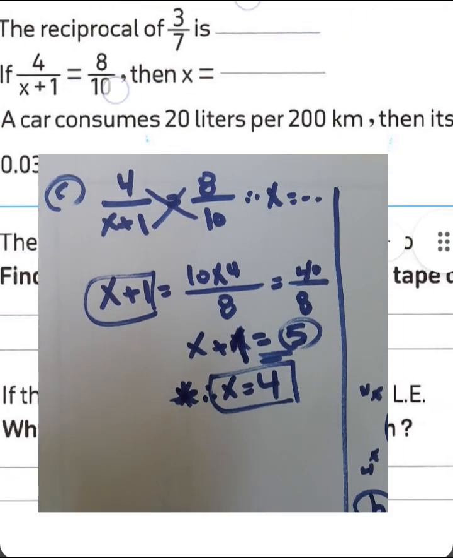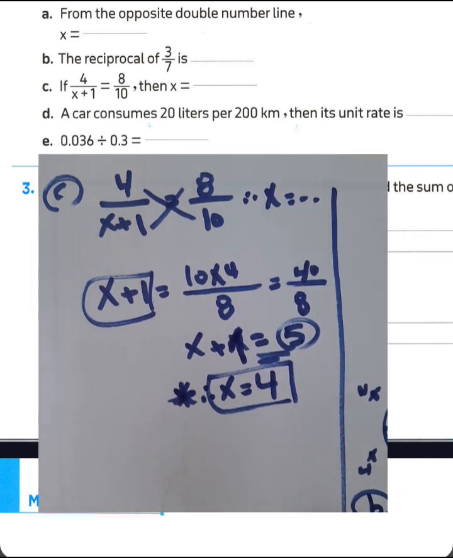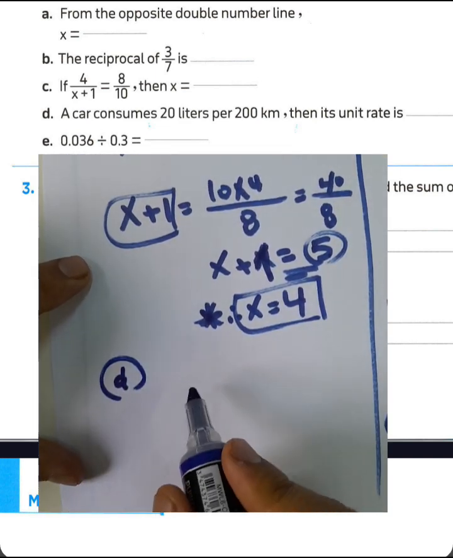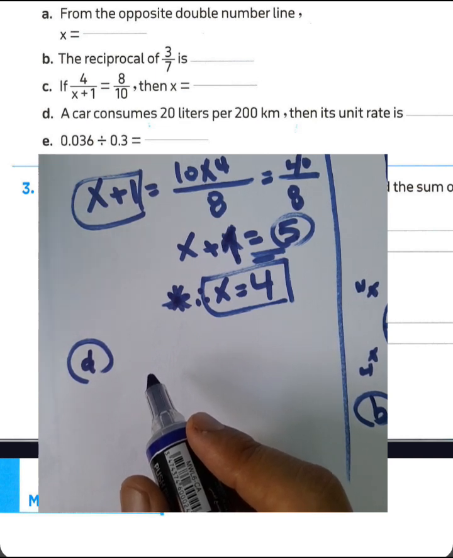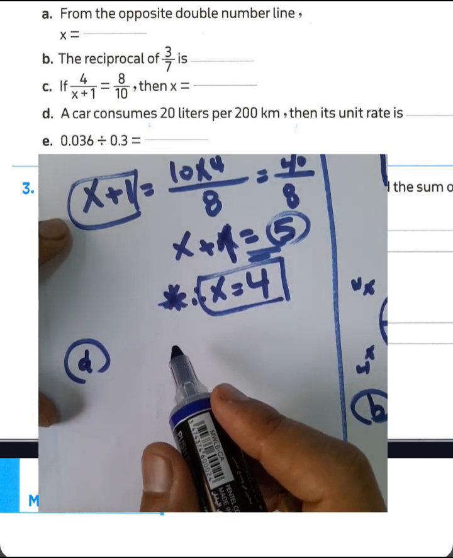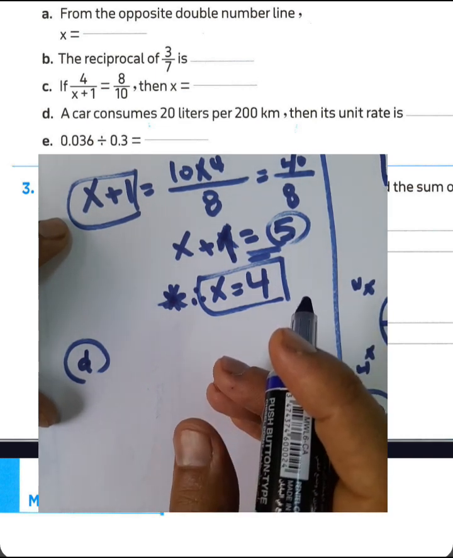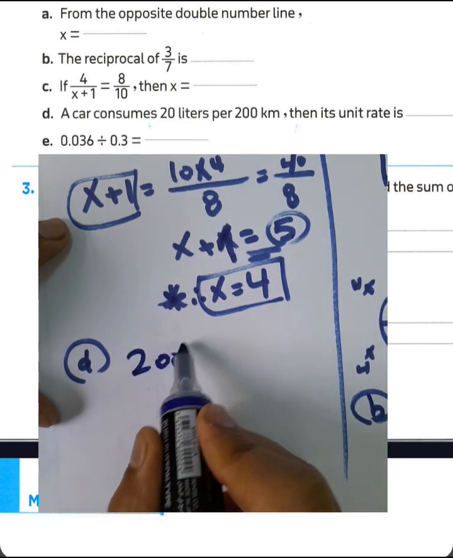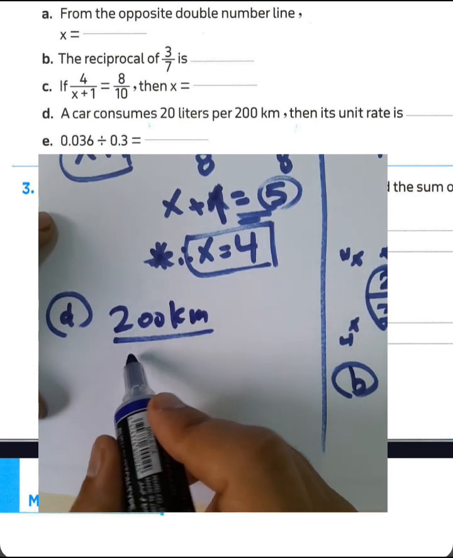Question letter D. A car consumes 20 liters per 200 kilometers, then its unit rate equals blank. Okay, to find the unit rate, you must simplify so the denominator equals 1. We have the unit rate 200 divided by 20. We can simplify this number, right? 200 kilometers per 20 liters is the rate here.